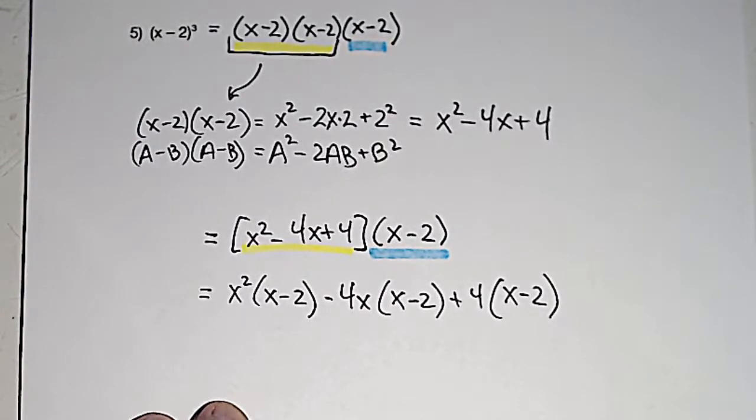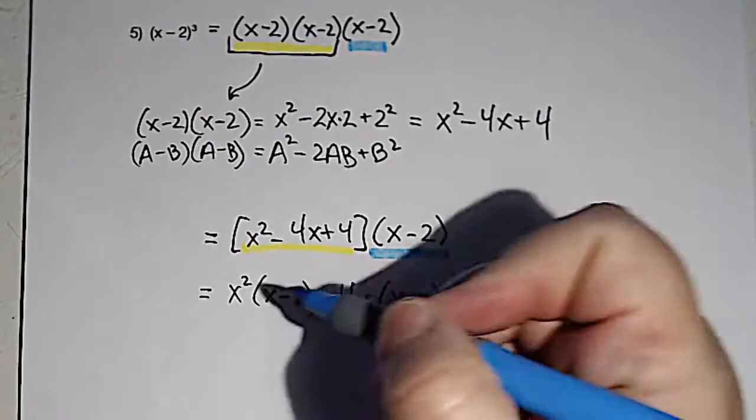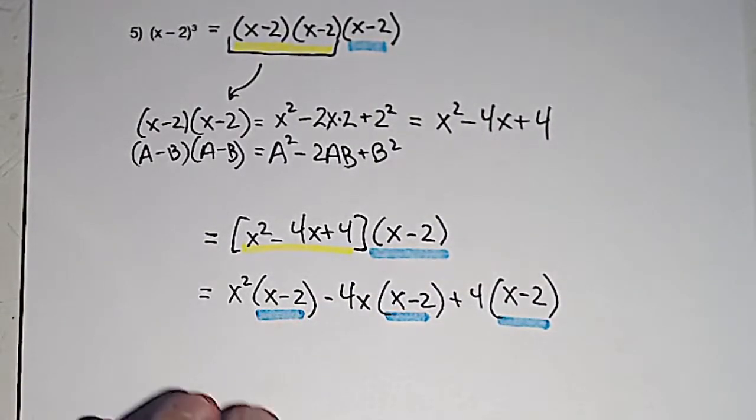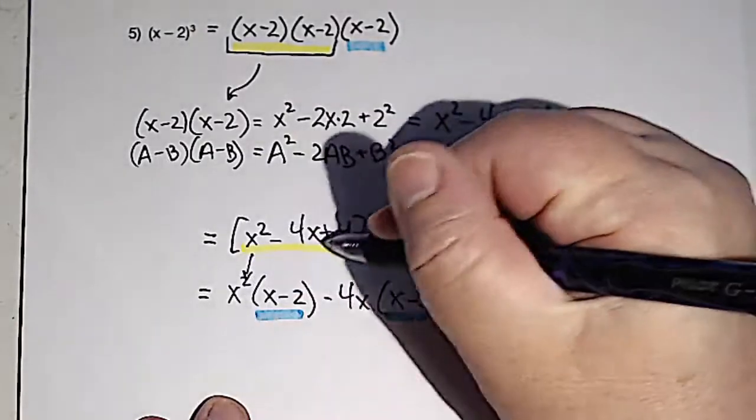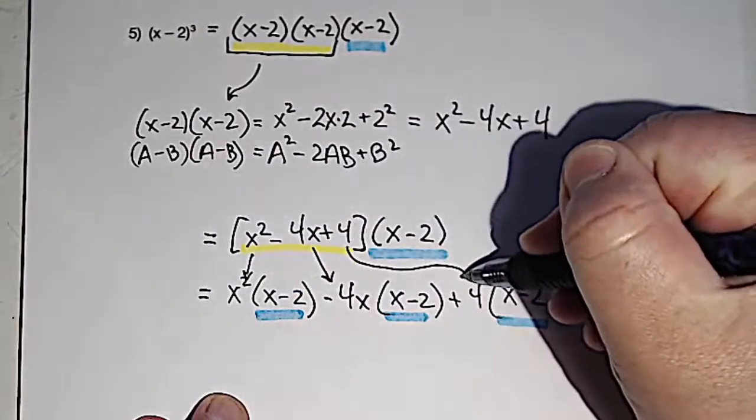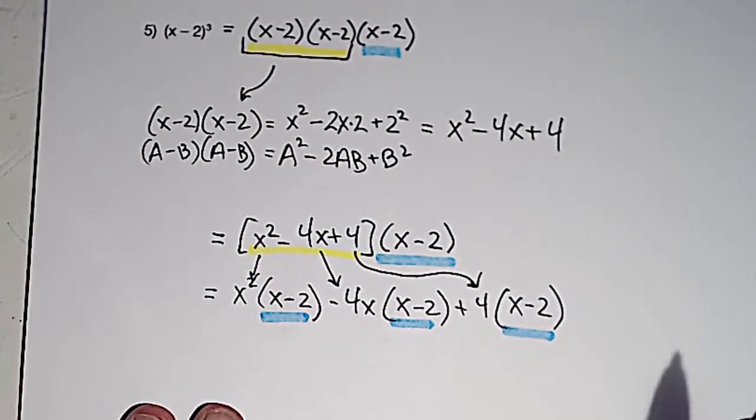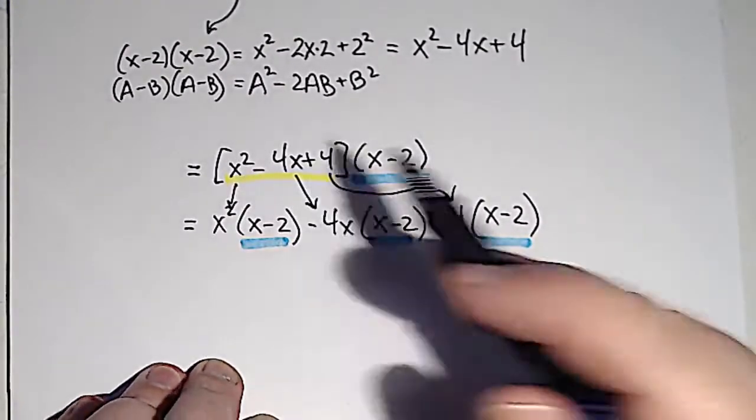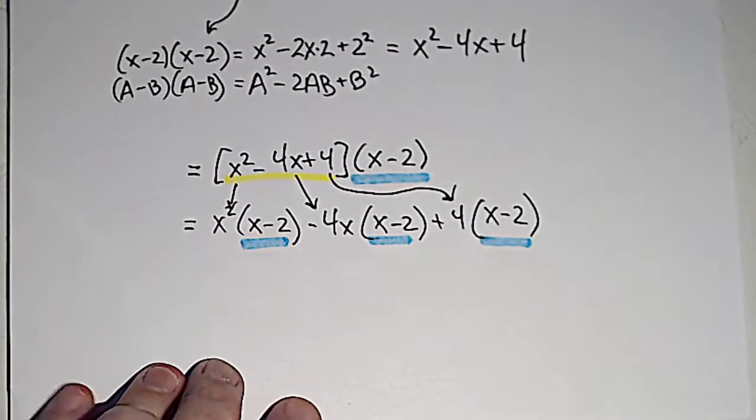See how I did that? The blue part is right here, and the yellow part got spread out. I did the x squared, the minus 4x, and the 4. So this is following that old technique that if you've got a trinomial times anything, you just break stuff up.